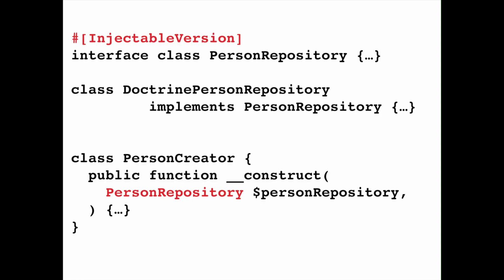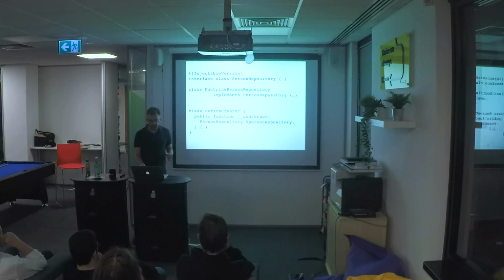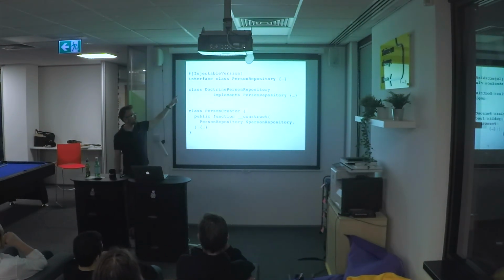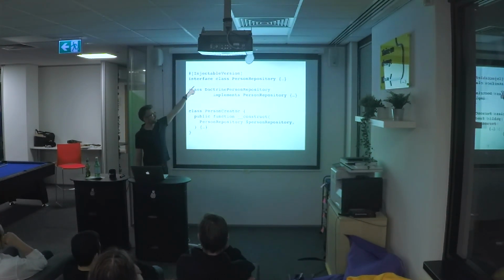Injectable version, I've actually found this quite useful in projects I've been working on. So we've got a person repository, which we've marked with the injectable version. What that means is it will go through every single constructor and say, oh, I've got person repository, I'll go and look at person repository. Does it have an injectable version tag on it? And if it does, I go, that's correct.